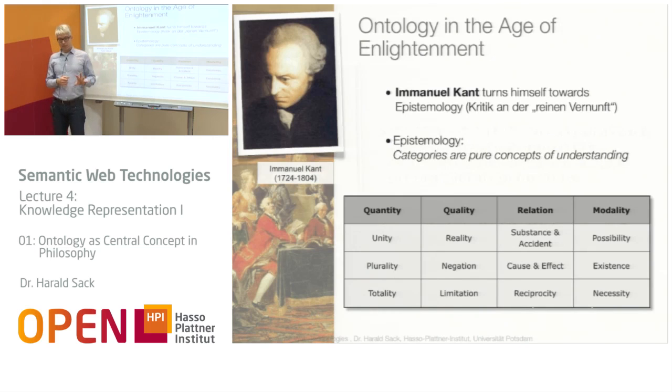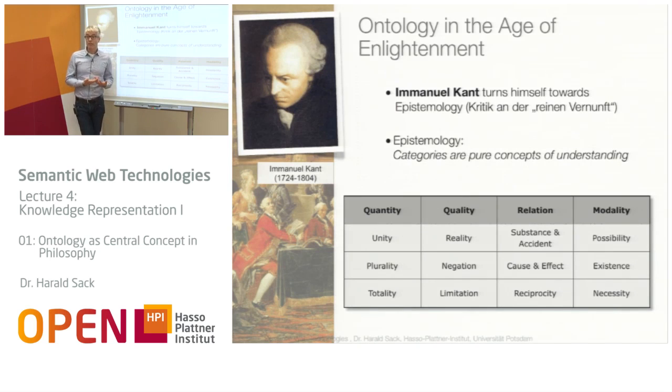At last, let's take a look at Immanuel Kant, also from the Age of Enlightenment. He was a great philosopher, and most things that he had written are completely not understandable for the common man or for the common computer scientist. And he also dealt with the concept of ontology, and he wanted to structure the world into categories. And categories for him were pure concepts of understanding.